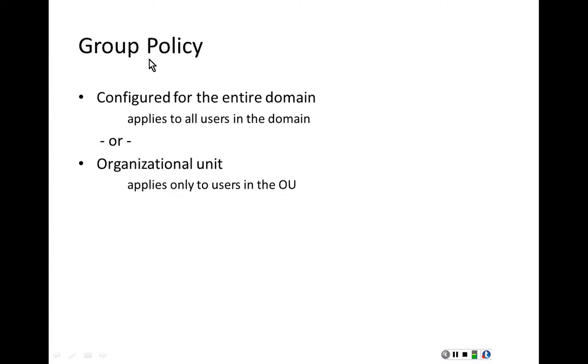Group policy, if it's configured for the entire domain, will apply to all users and all computers in the domain. You can configure group policy domain-wide, or you can configure group policy per organizational unit. If you configure group policy per organizational unit, then those group policy configuration parameters will only apply to the users and computers in that organizational unit and any organizational units that might be under that organizational unit.